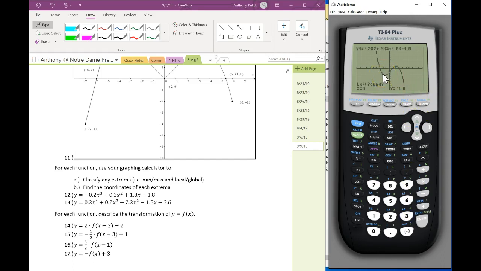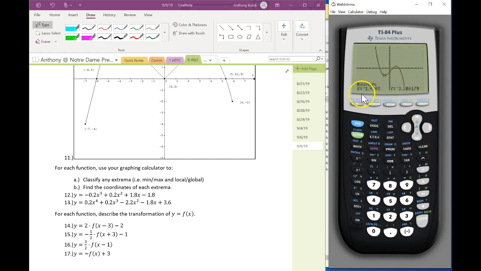And now it's going to ask me 3 questions: left bound, right bound, and guess. So for the left bound I want to pick anywhere over on this section of the graph, left of where that minimum is. So I'll move my cursor over to there. That looks good. I'll press enter. Now for the right bound, I want to pick anywhere on this section of the graph. It doesn't matter where on that section, anywhere on there will do. So I'll just move my cursor over somewhere over there. That looks good. I'll press enter. The guess doesn't matter. I'll just press enter where I'm at.